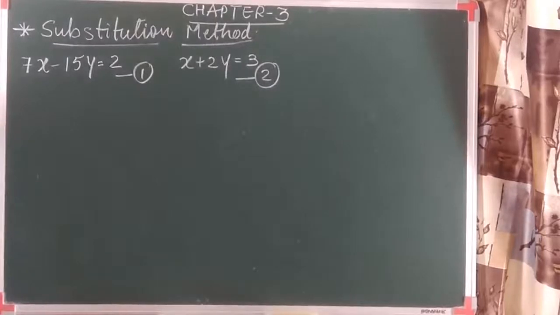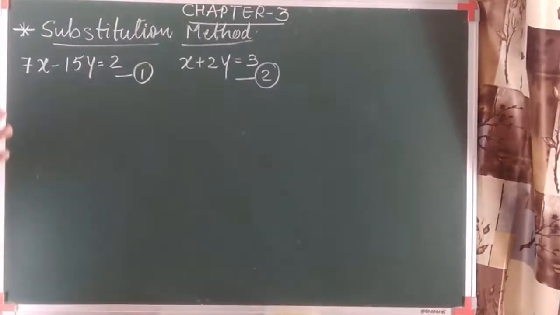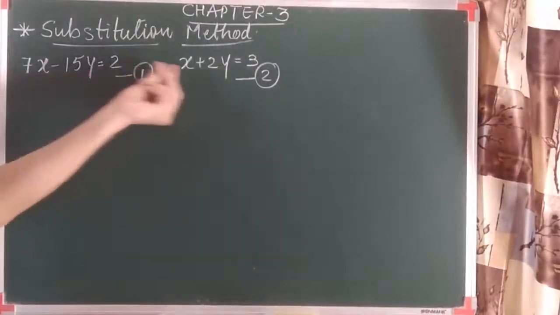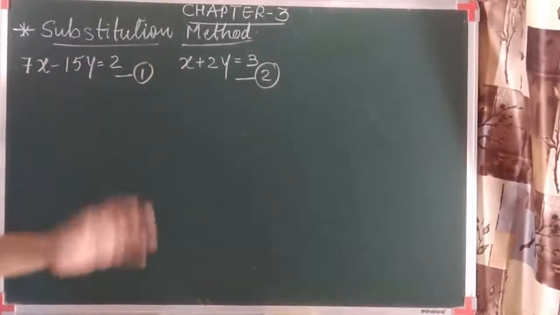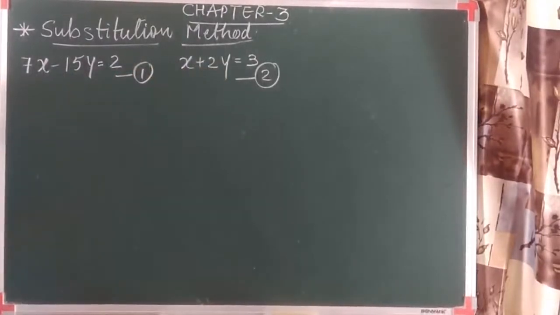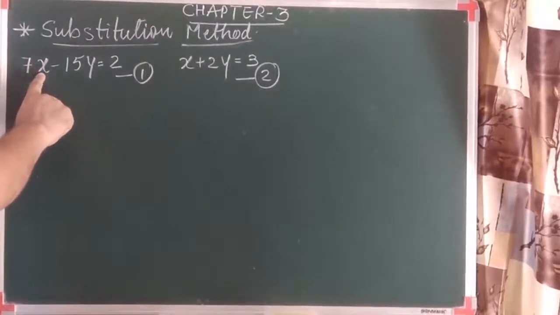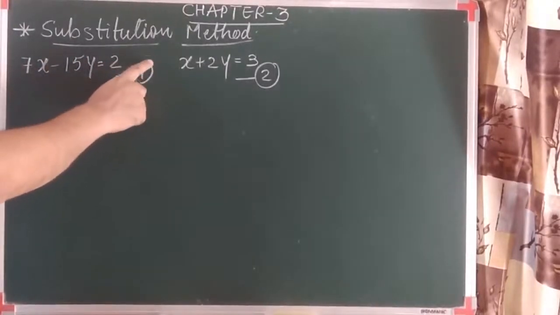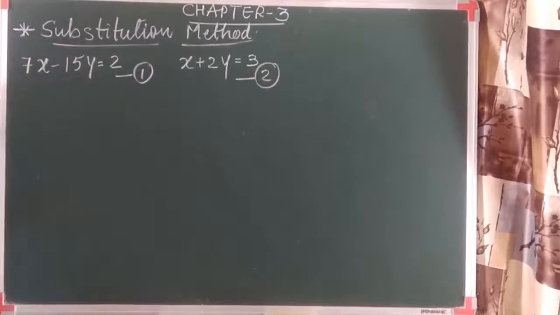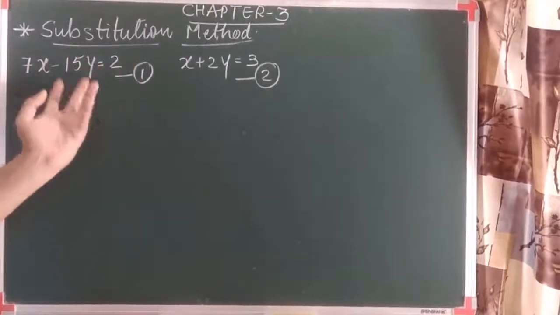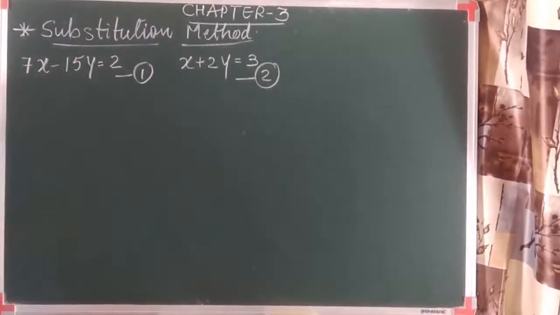So there are certain things you should remember. We have to make one of the variable from any of the equation as a subject. Subject says हमें एक variable को अलग करना है, so that value of the variable will obtain. Suppose if I make x as a subject, so this value would be 2 plus 15y upon 7. If I make y as a subject, so like that will obtain the value in the form of x.